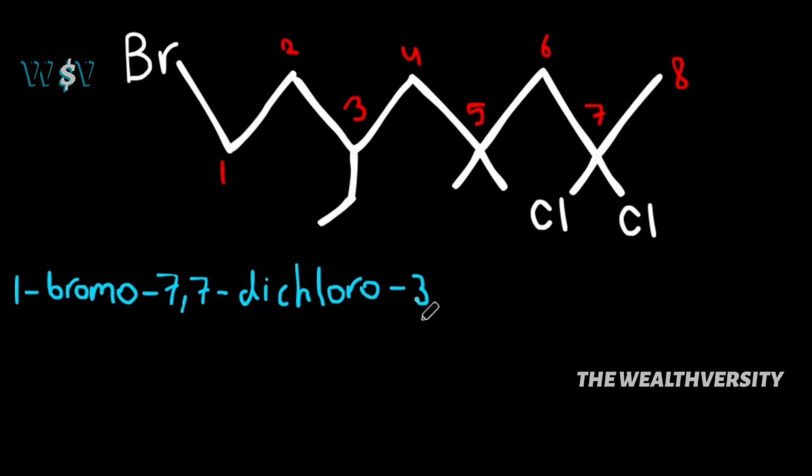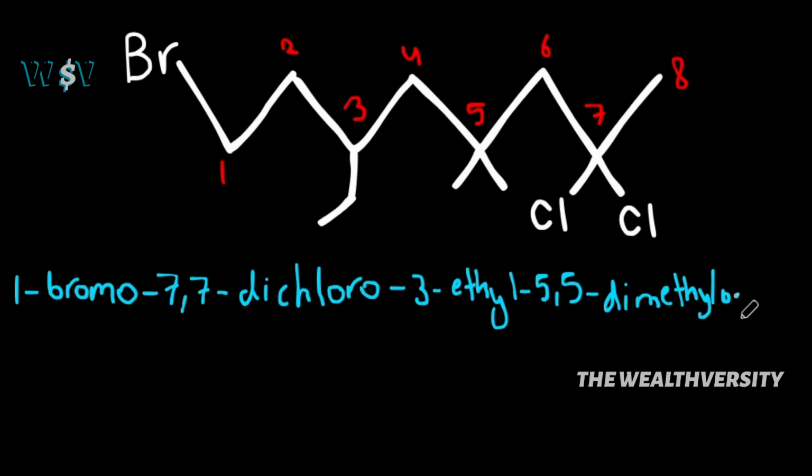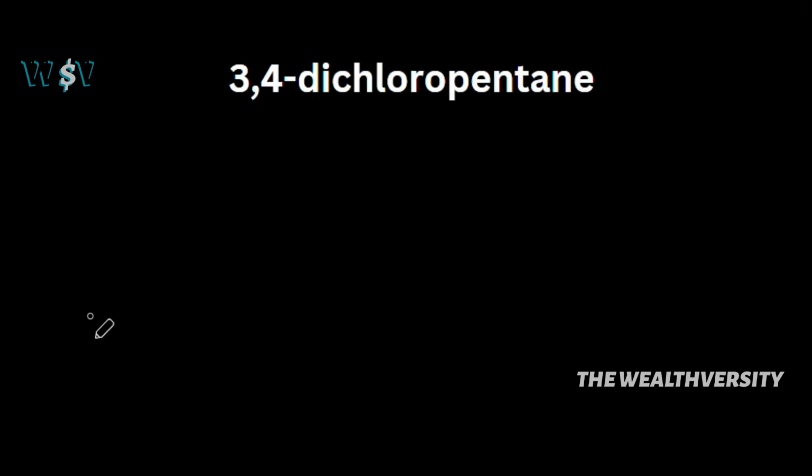Next we have an ethyl at carbon number 3, so we write 3-ethyl. Then we have 2 methyls that are at carbon number 5, so it will be 5,5-dimethyl. Lastly, we indicate the name of the parent chain. Since there are 8 carbons and it's an alkane, we use octane. So the name of this alkane is 1-bromo-7,7-dichloro-3-ethyl-5,5-dimethyloctane.